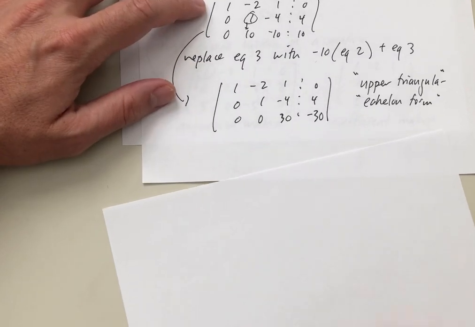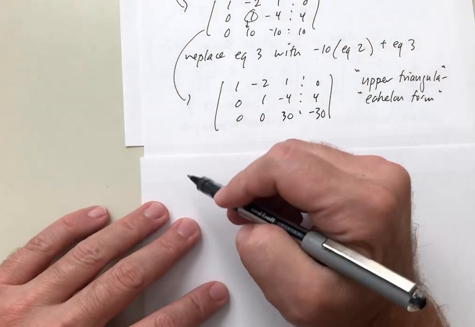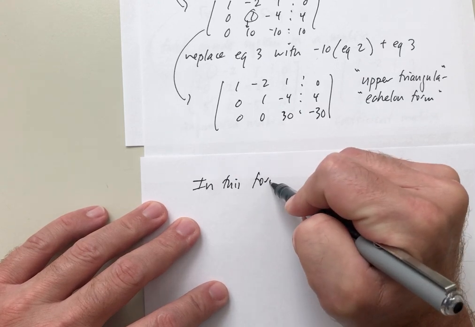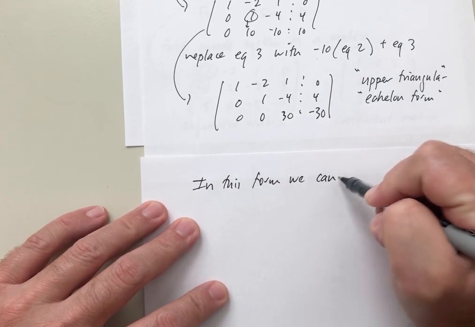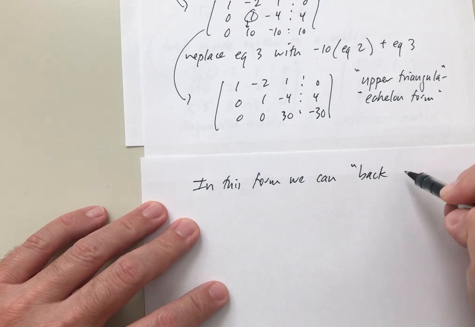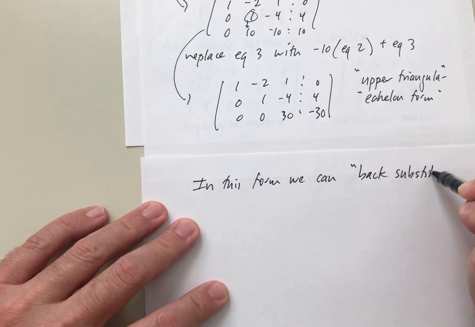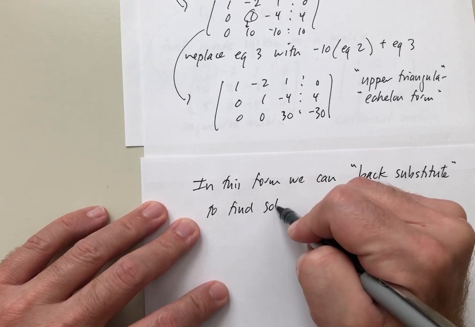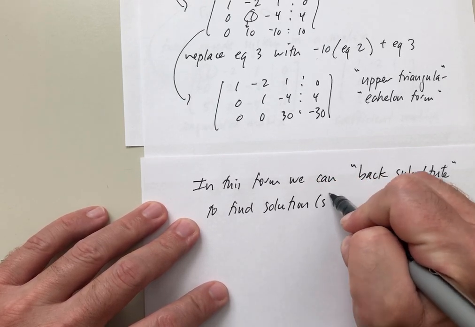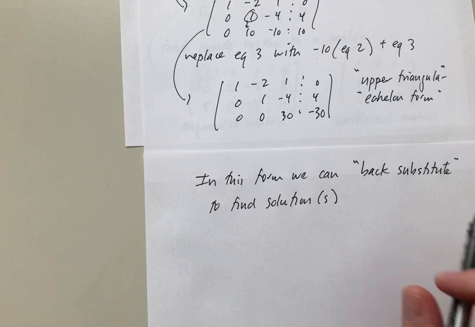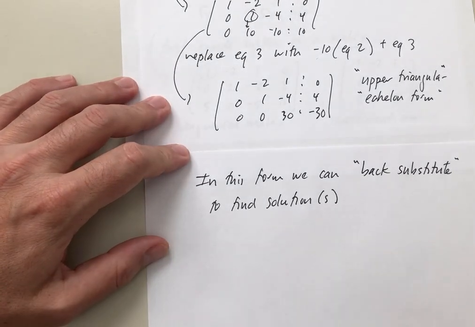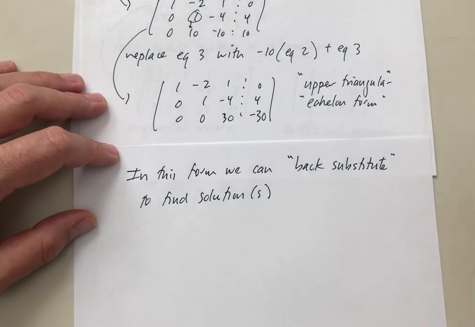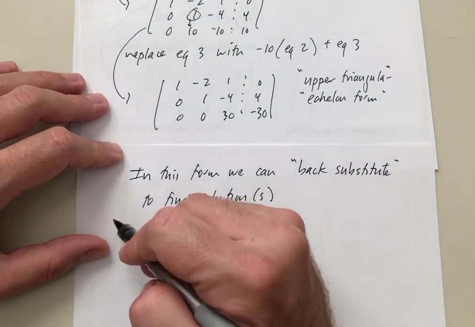The point now is we can reverse substitute. So in this form, we can what's called back substitute to find our solutions if they exist. Okay? When I say back substitute, I'm going to go from the bottom to the top now. We kind of eliminated top to bottom, but I'm going to now go bottom to top. So what is this last equation saying now?